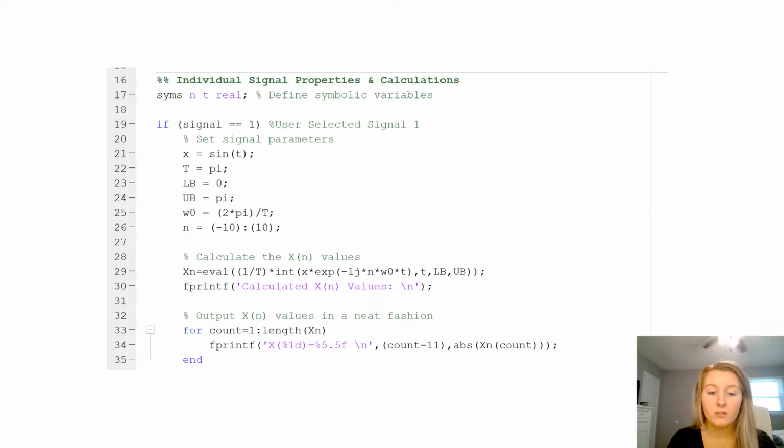I use the eval function to solve 1 over the period times the integral of x, which is the signal, times the exponential of negative j n omega naught t. This is an integral taken with respect to t from the lower bound to the upper bound. Once x of n is calculated, it prints a heading statement, and then it enters a loop from 1 to the length of x of n, so for every coefficient value, and then it will print it in the format of x of n is equal to the coefficient value.